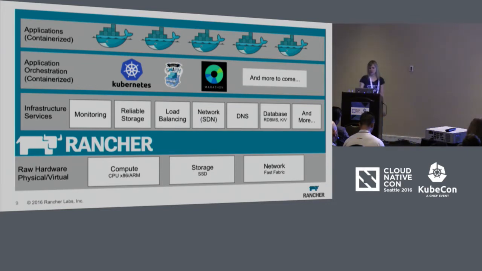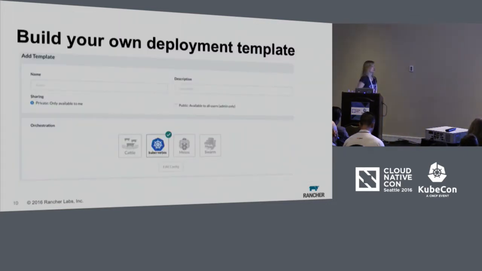So where do we start? The user starts with building his deployment template. So first he picks the orchestration, because based on orchestration, there are going to be different sets of networking and storage drivers. So let's say he picked Kubernetes.